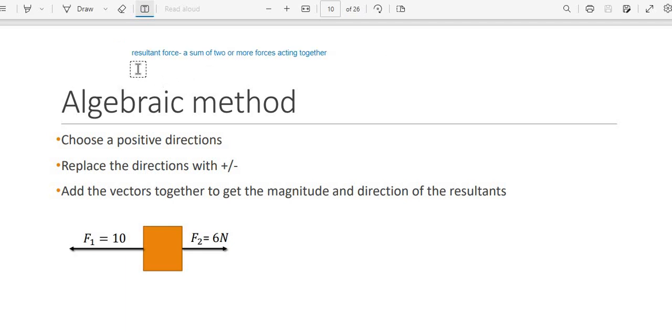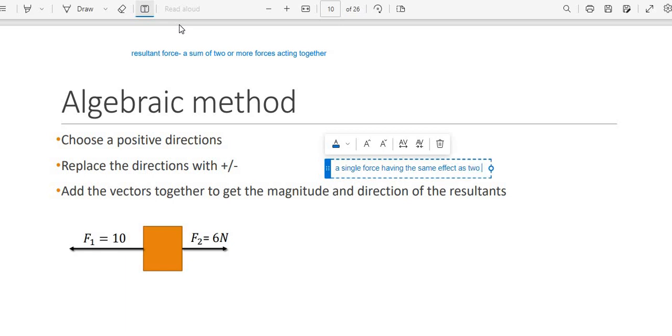Or alternatively, it could be a single force. I'm just going to put this up here. This could be a single force having the same effect as two or more acting together. So these are just the definitions of resultant vector, but we just replace the word vector with force.